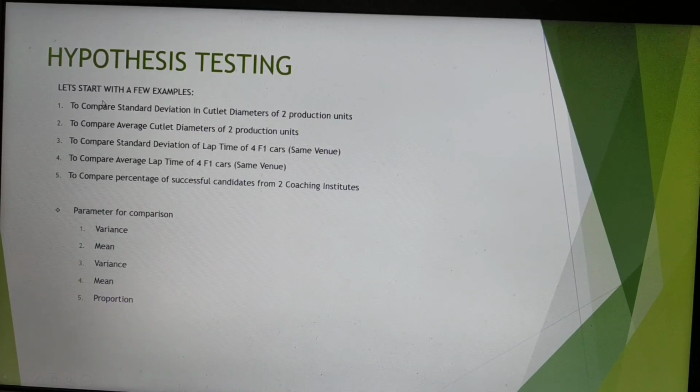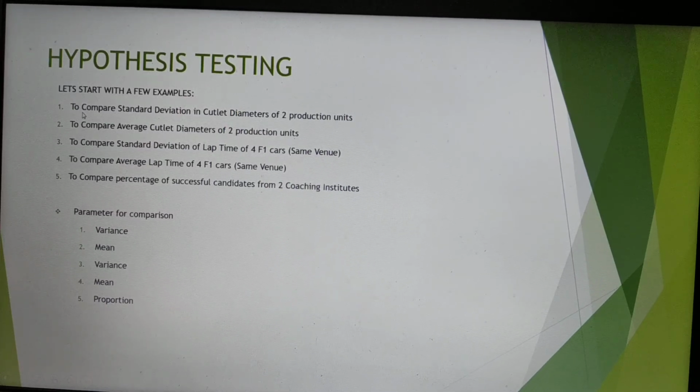So what are we comparing? What is the parameter for comparison? For the first one, we are comparing standard deviation. So it is the variance that we are comparing, that is variation. For the second one, average cutlet diameter, it's mean. Again, for the third one, it's variance. Fourth one, it's mean. And for the fifth one, we are comparing proportions.